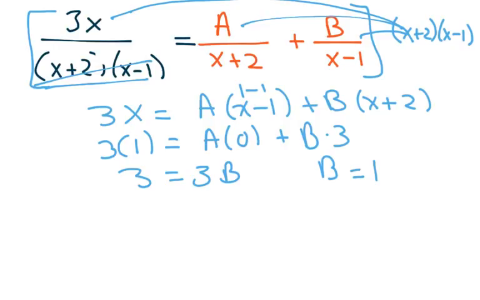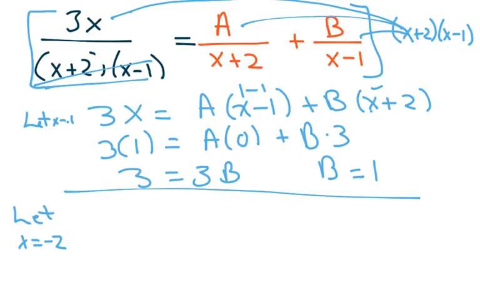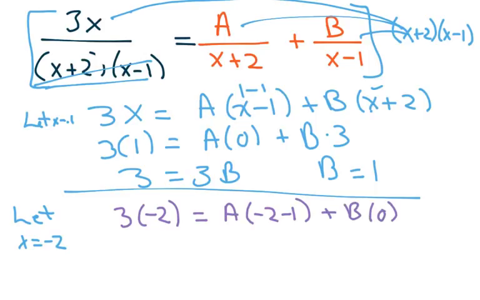Okay? And then to knock out my b, I'm going to go ahead and let x be negative 2. So when you let x be negative 2, you're going to get 3 times negative 2 equals a times negative 2 minus 1 plus b times 0. So that's what we wanted. We wanted to knock out the b so we could solve for a. That's why I let it be negative 2. So we get negative 6 equals negative 3a, so a equals 2.